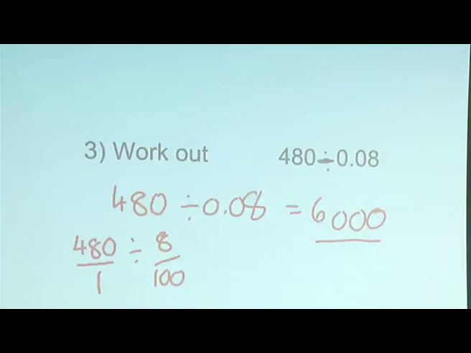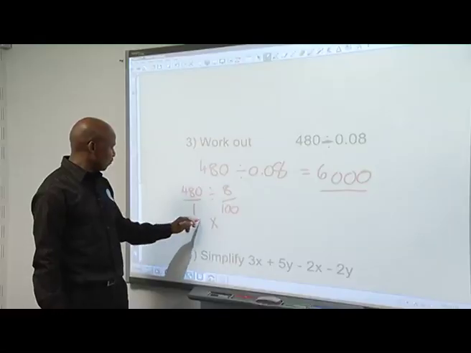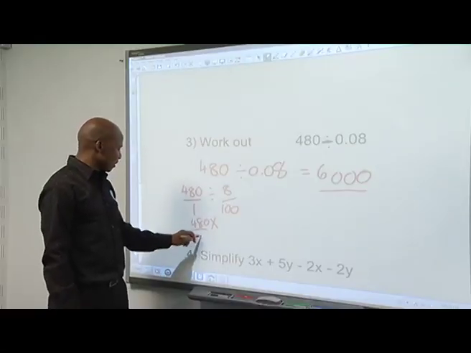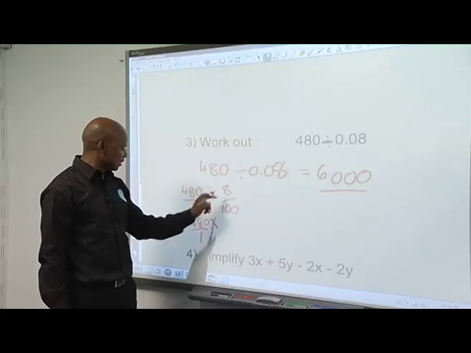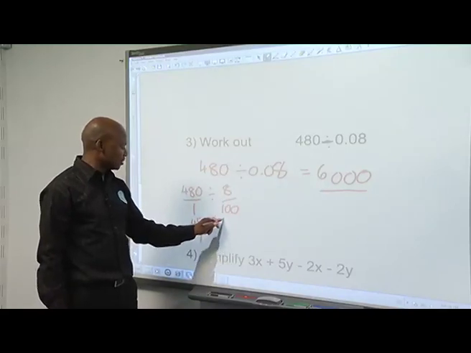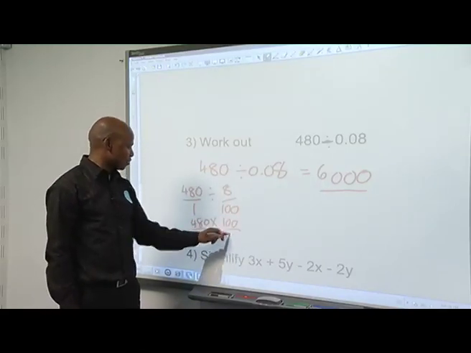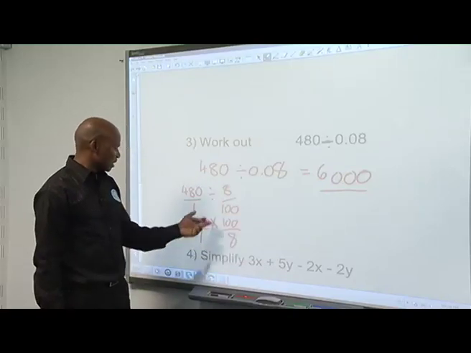I can make it a fraction like what I did here: 480 divided by 1, so that I can work with fractions. And I know that if I divide a fraction by a fraction, I'm simply going to multiply. The second fraction is going to be 100 over 8 there. And then we can cancel.